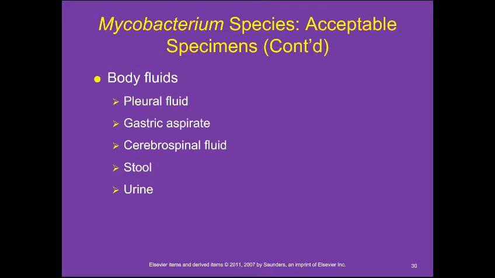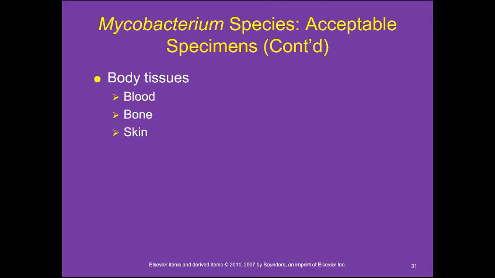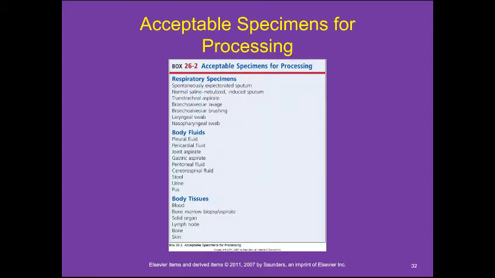Now, you should also accept other body fluids like pleural fluid, gastric aspirate, cerebrospinal fluid, stool, or urine. Why? Because there are extrapulmonary tuberculosis. Perhaps the doctor also considers extrapulmonary tuberculosis. Okay? Body tissues like blood, bone, and skin could also be accepted. Okay, so this is the table found in your book.